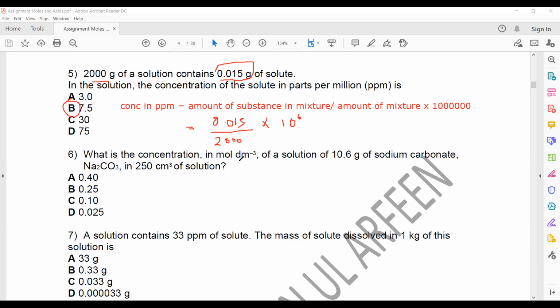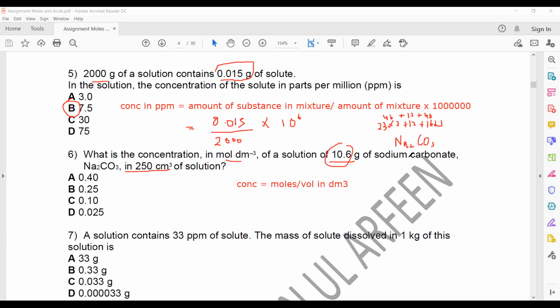What is the concentration in mole per dm cube if you have 10.6 gram of sodium carbonate in 200 cm cube of solution? So the formula: concentration is equal to moles divided by volume in dm cube. So first we have to convert this 10.6 gram into moles. What is the formula for sodium carbonate? It is Na2CO3. So sodium is 23 multiplied by 2, carbon is 12, plus oxygen is 16 times 3. So this is 46 plus 12 plus 48. So 48 plus 12 is 60, 60 plus 46 is 106. So the total mass is equal to 106.